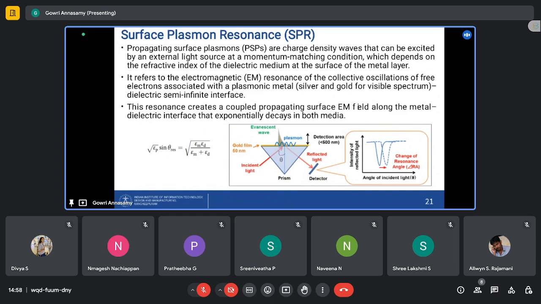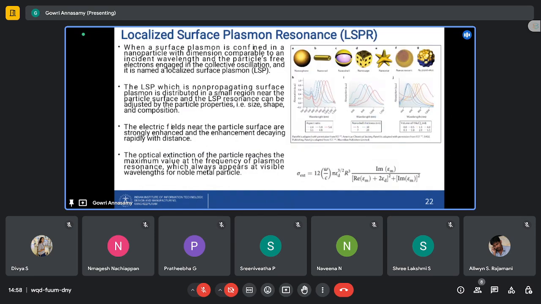Here it is a thick layer, a gold film. Since it's a continuous film, the oscillations will be continuous, and that's why it's called surface plasmon resonance. If you look at an individual nanoparticle rather than a film, then it is called localized surface plasmon resonance, that is LSPR.